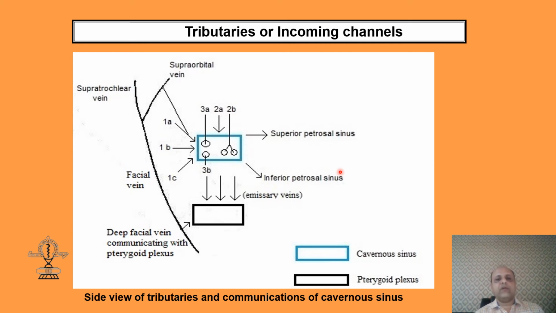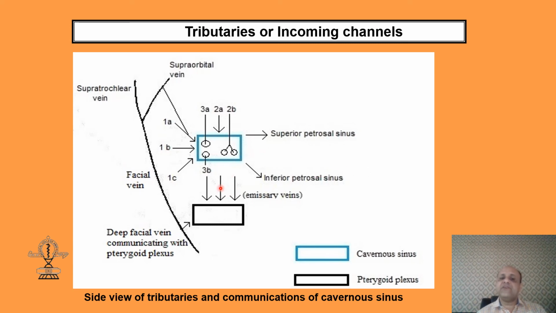Okay. Then we have some outgoing channels also, which are very evident here in this figure. So what are the outgoing channels? The outgoing channels which we can appreciate here, one is the superior petrosal sinus. So this superior petrosal sinus is draining into the transverse sinus. And then we have the inferior petrosal sinus, which is draining into the internal jugular vein. Okay, so we have superior petrosal sinus and inferior petrosal sinus, which are drainage channels visible in this diagram.